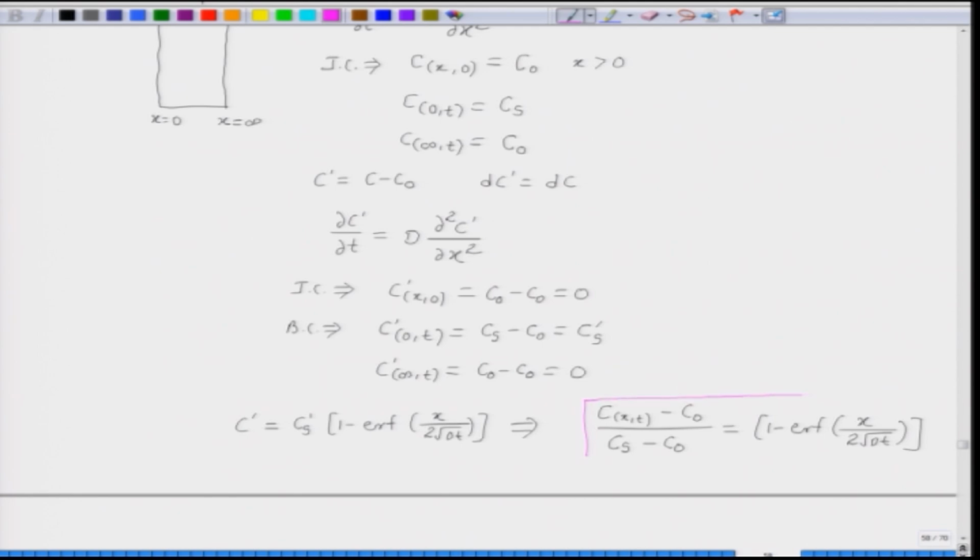So this is the more popular form that you will see in most of the textbooks, and this is applicable for a semi-infinite slab which has an initial concentration equal to C0. Okay, and this is more practically applicable to the carburizing problem.